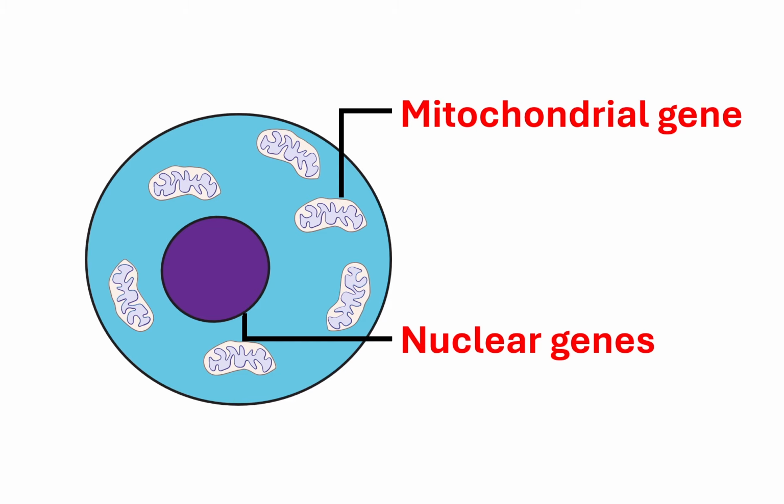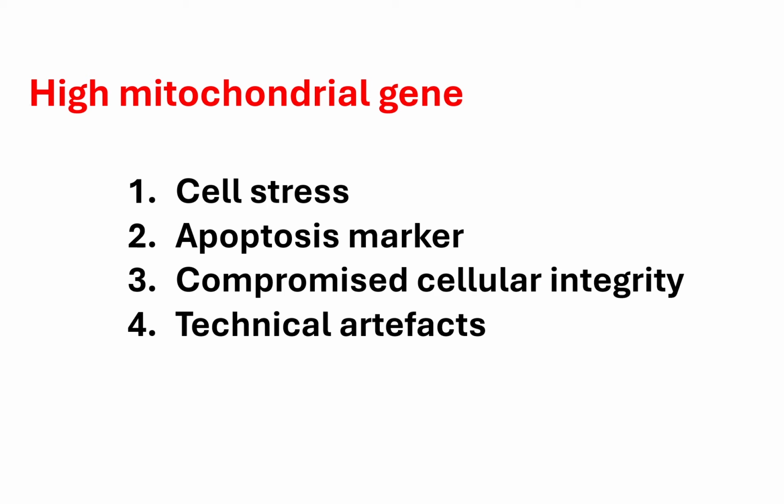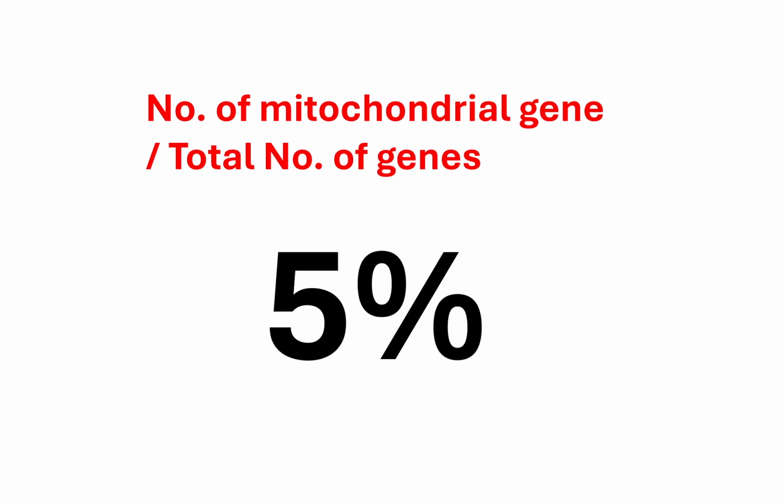A high amount of mitochondria gene would indicate a cell stress or apoptosis marker, compromised cellular integrity, or technical artifact. A high amount of mitochondria gene indicates the cell is in a bad condition, so we want to filter those cells out of the data. Normally we use 5% as a threshold to filter out the cells.